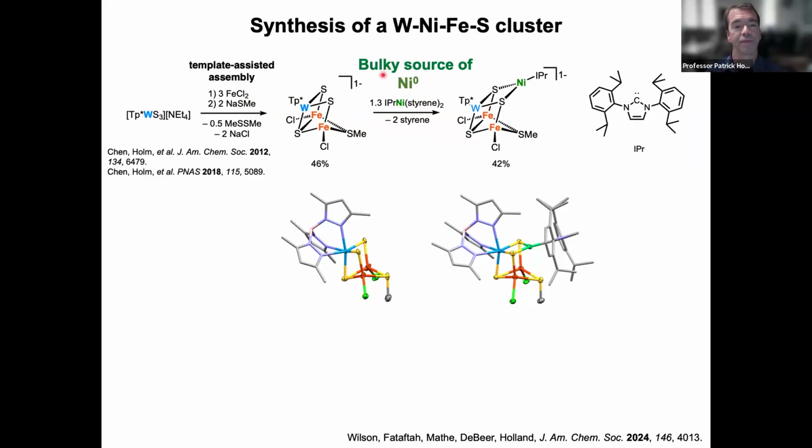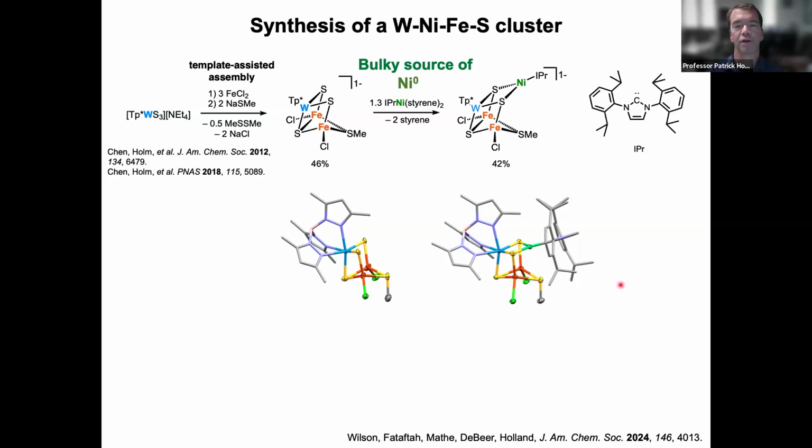And the one that Dan and Majid chose was one with IPR, which is a bulky N-heterocyclic carbene ligand. And that binds very well to nickel 0 in this nickel 0 precursor. And what they found was that the cluster here was capable of binding nickel, and we've already answered one of our questions. We see that the nickel is 3-coordinate, so that's actually feasible in this C cluster kind of structure here, that it can let go of one of the sulfurs and still be stable.